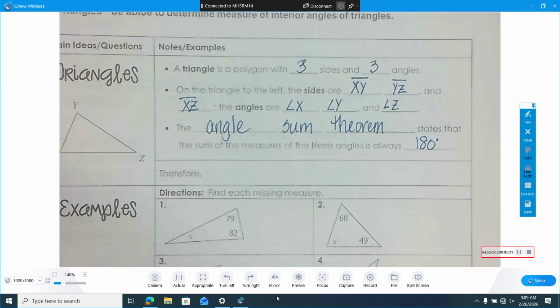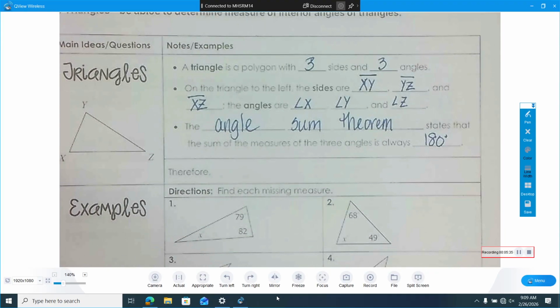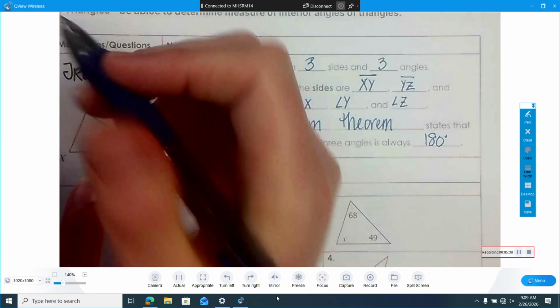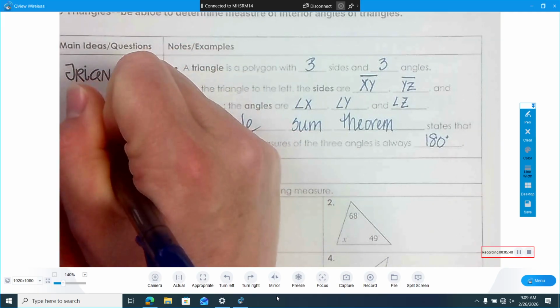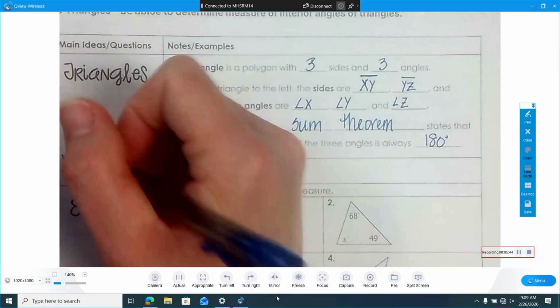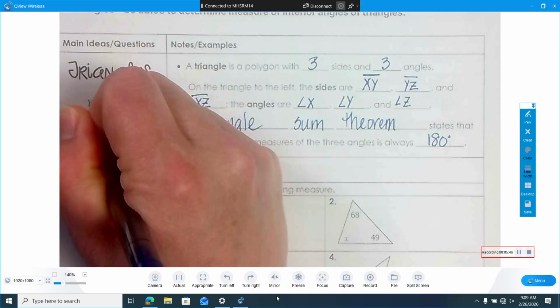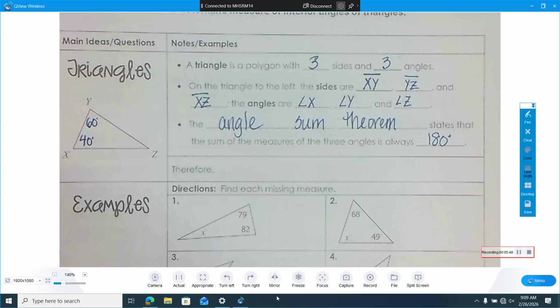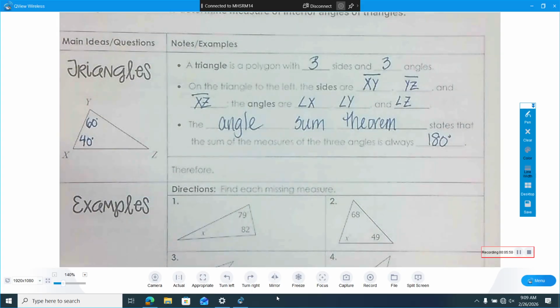All right, so question: if angle Y is 60 degrees and angle X is 40 degrees, what is angle Z going to be? How did you get 80? The 60 plus 40 is 100.